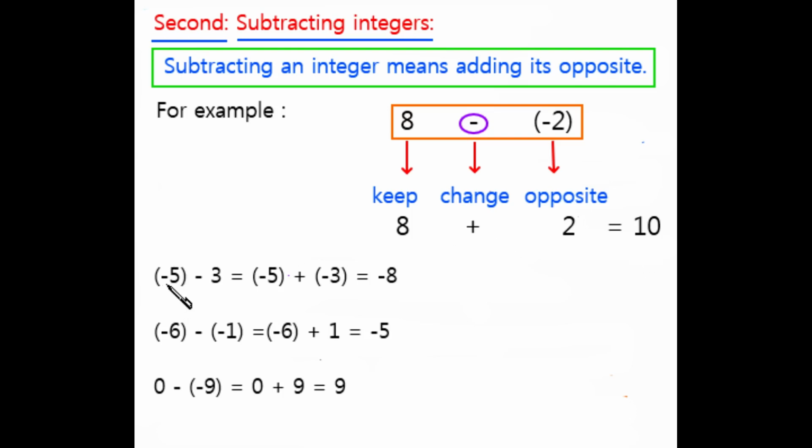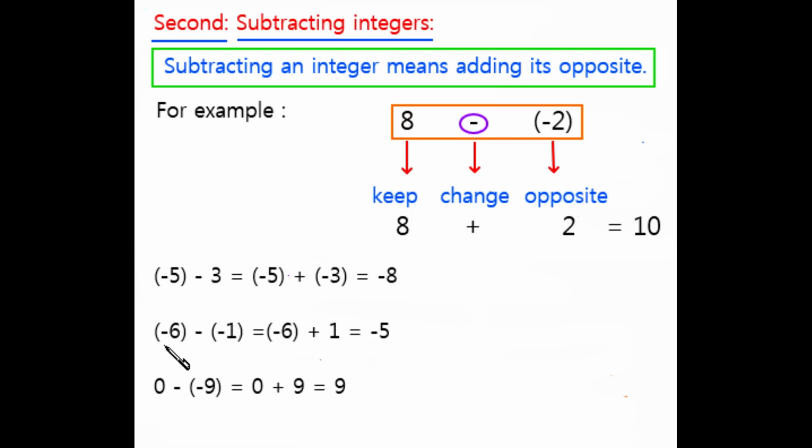For example, negative 5 minus 3. At first, write the first number, negative 5. Change the sign, minus to be plus, and write the opposite of the last number. The opposite of 3 is negative 3. Negative 5 plus negative 3. The sum of two negative integers is a negative integer. Write negative, and 5 plus 3 equals 8.